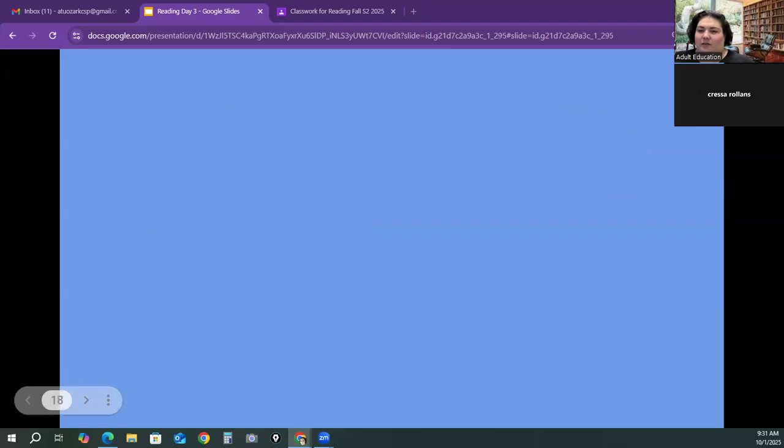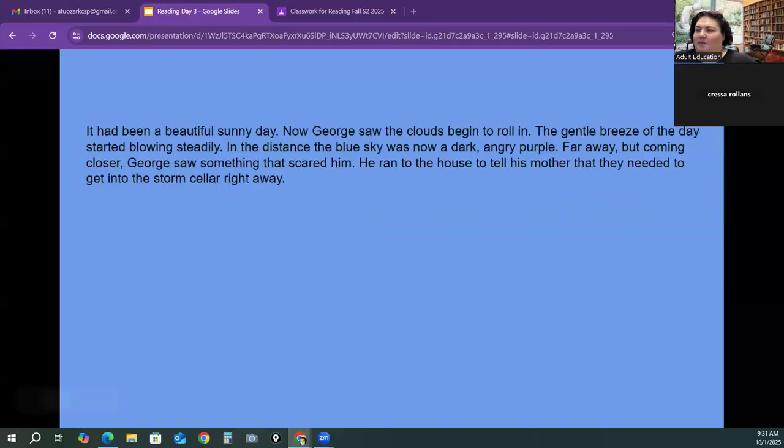Okay, let's try another one. It had been a beautiful sunny day. Now George saw the clouds begin to roll in. The gentle breeze of the day started blowing steadily. In the distance, the blue sky was now a dark, angry purple. Far away, but coming closer, George saw something that scared him. He ran to the house to tell his mother that they needed to get into the storm cellar right away.